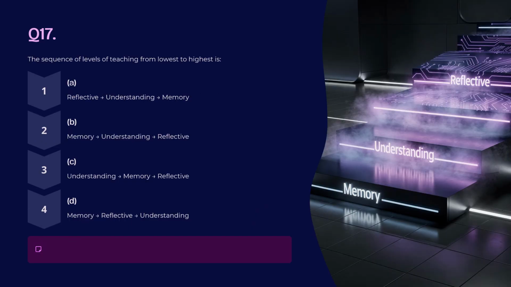17th question. The sequence of levels of teaching from lowest to highest is A. Reflective, understanding, memory. B. Memory, understanding, reflective. C. Understanding, memory, reflective. And D. Memory, reflective, understanding. So the correct answer is option B. Memory level, then understanding level, then reflective level.